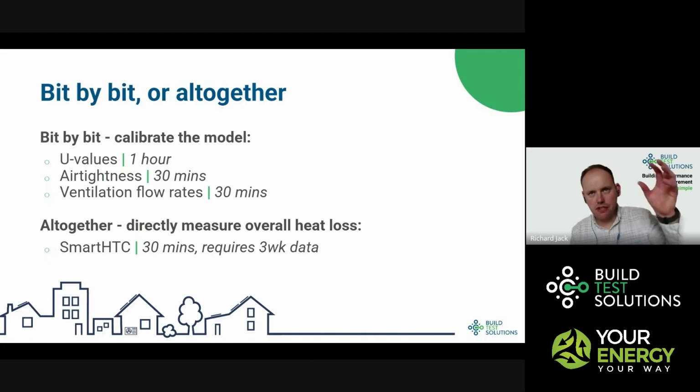So you can measure each of the bits individually, or you could measure the overall heat loss, the heat transfer coefficient, so the total heat loss using something like Smart HTC. That requires 3 weeks of data. The sort of time involved as an operator is relatively low. So perhaps around half an hour to install sensors, but you do need those 3 weeks of data. You could either use smart meter data and temperature data, and that will give you the best possible gold standard precision. Or you could use Smart HTC Go, and that works only off smart meter data, so that you could do that measurement based on past historical smart meter data and have it pretty much instantaneously.